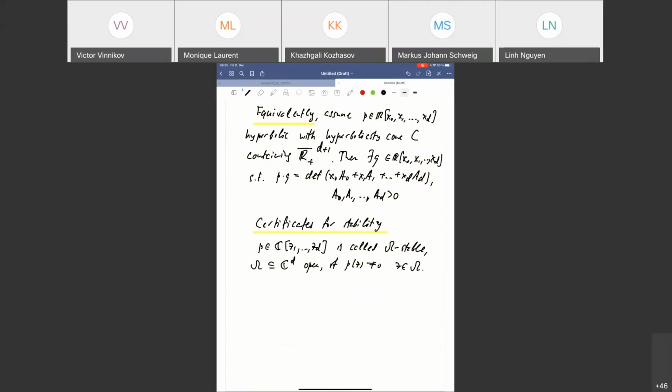And the two most important cases, maybe the most important cases, are where I take omega to be the product of d copies of the upper half plane.